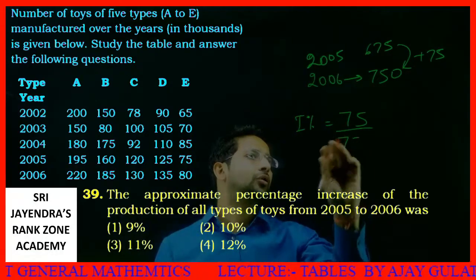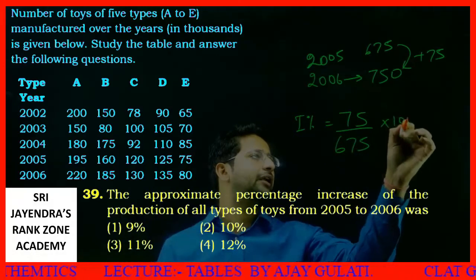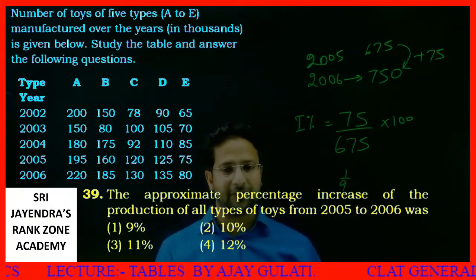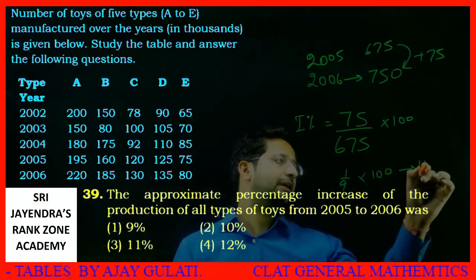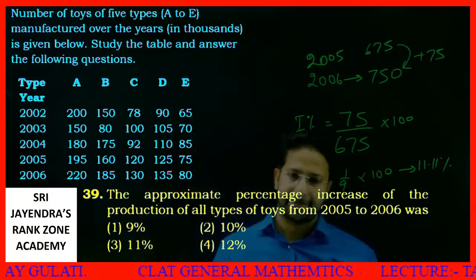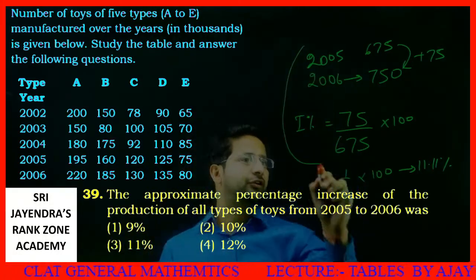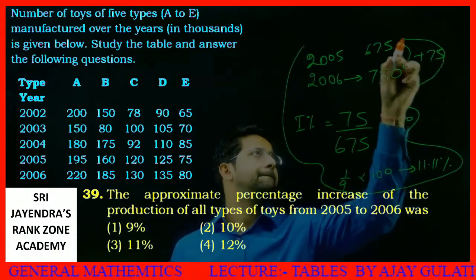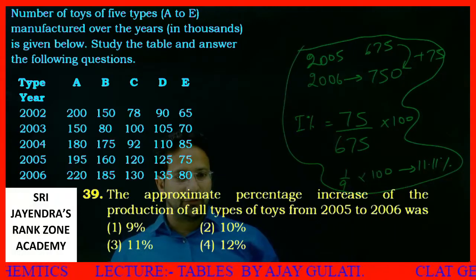Increase percentage will be what? 75 over 675 into 100. Very easily I can say this is 1 by 9. Okay, 1 by 9 into 100, this comes out to be 11.11%. Does it make sense? So this is your answer, my dear students. Let's move to the next set.